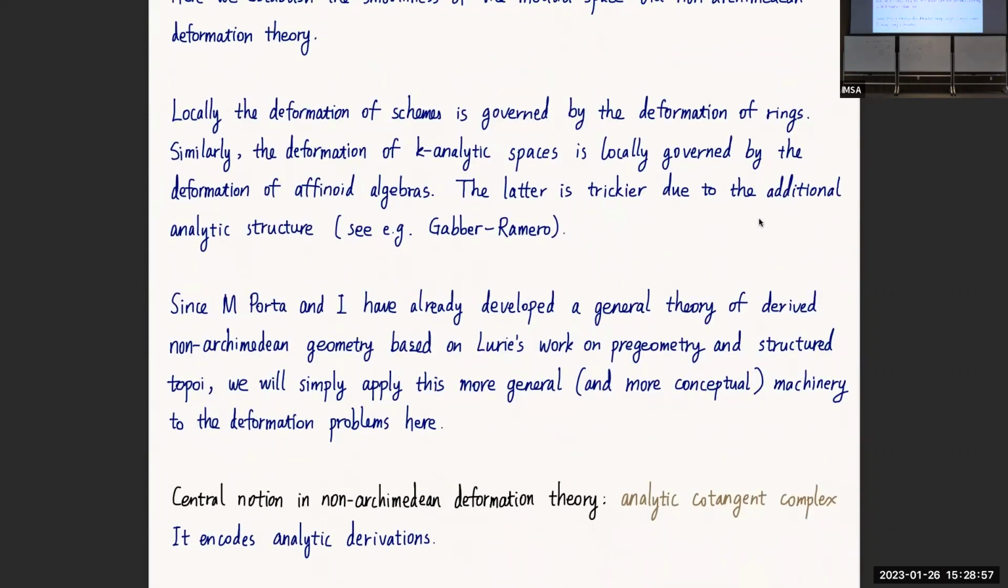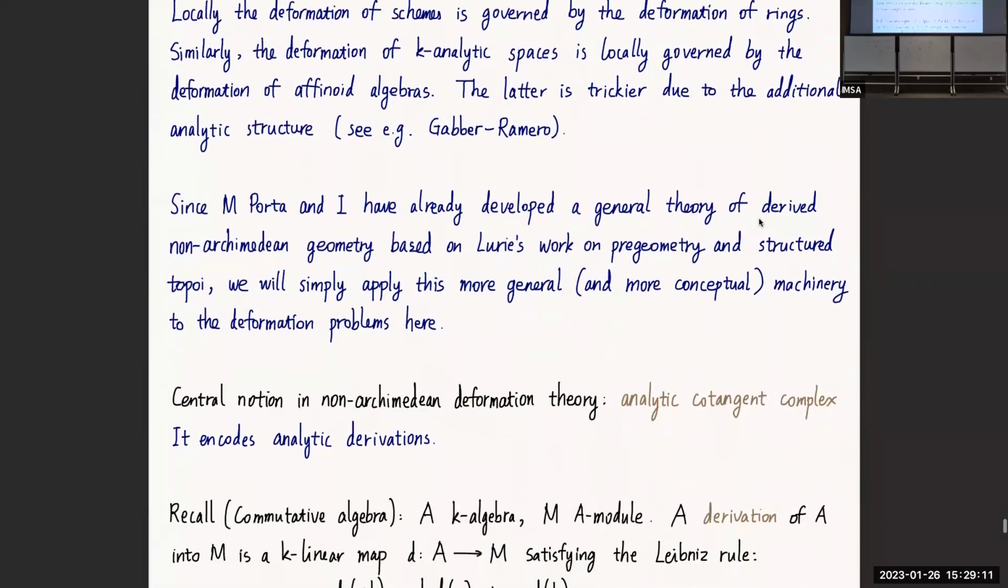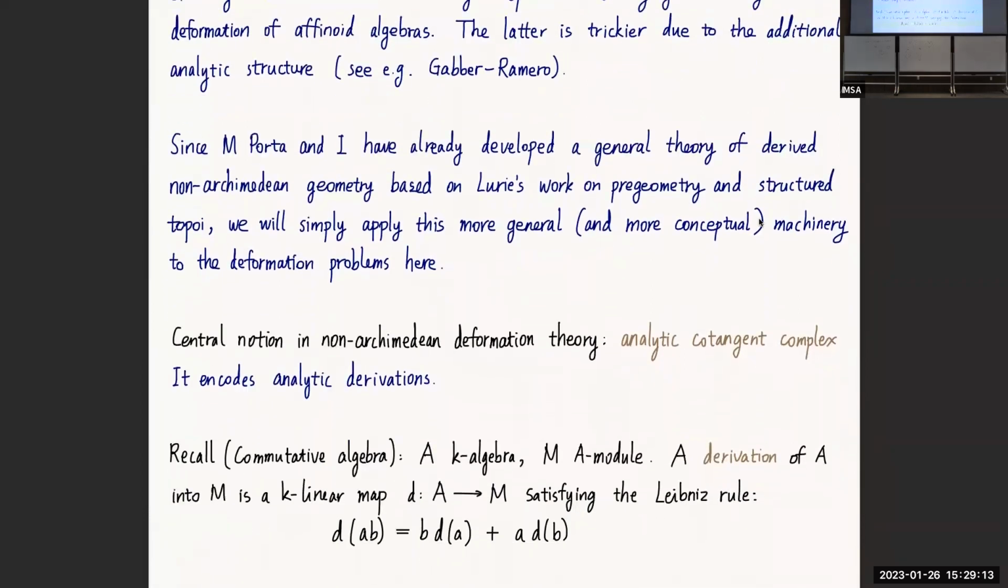So the central notion in non-Archimedean deformation theory is the analytic cotangent complex. The cotangent complex includes analytic derivations. Let me recall what derivations are. Recall from commutative algebra, if I have a K-algebra A and a module M, then a derivation of A into M is a K-linear map d from A to M, satisfying the Leibniz rule d(ab) = a db + b da.